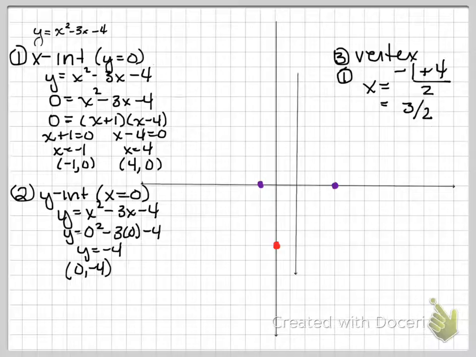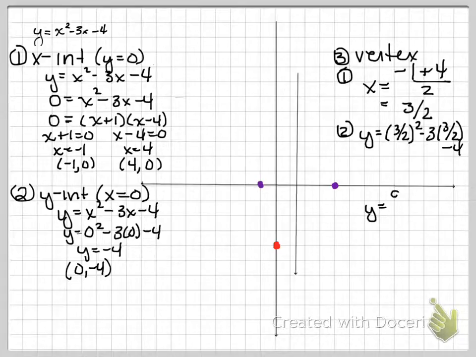Now the second part of finding my vertex is I've now got to put that x value back into my equation to find my y value. I probably should have given myself a little bit more room. So y equals 3 halves squared minus 3 times 3 halves. And why'd I write a 4 there? Minus 4. Okay? Well, I'm going to bring my work down here a little bit. 3 over 2 squared becomes 9 over 4. Negative 3 times 3, because I'm going to multiply the negative 3 times the 3 halves, so it's negative 3 times 3 is negative 9 over 2 minus 4.